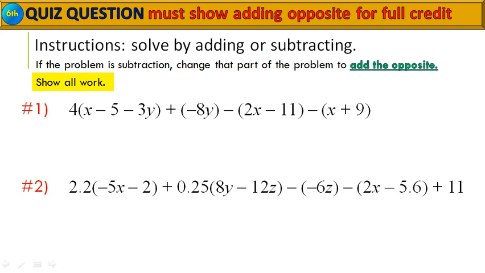Question 2 reads, 2.2 times the quantity negative 5x minus 2 plus 0.25 times the quantity 8y minus 12z minus negative 6z minus the quantity 2x minus 5.6 plus 11.